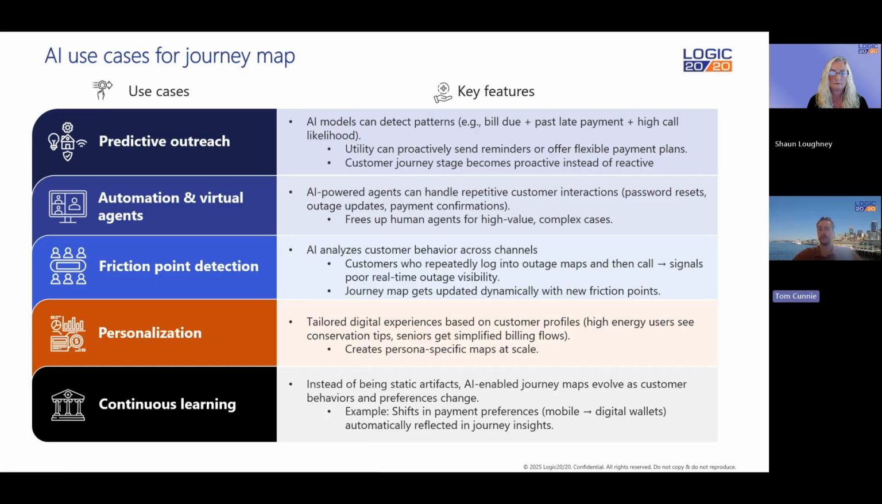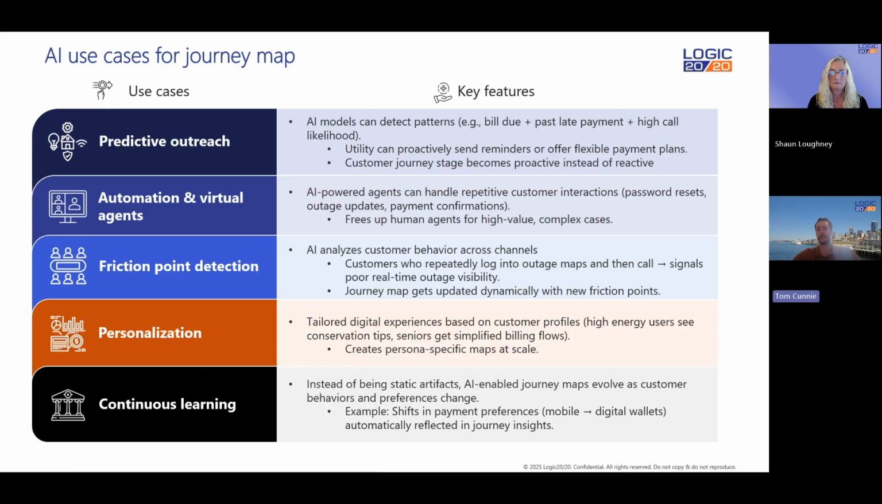First up, we have predictive outreach. Instead of waiting for a customer to fall behind or reach out in frustration, AI can identify patterns that signal potential issues before they happen. For example, if a customer has a bill coming due, has a history of late payments, and recently contacted the call center, AI can flag them as high risk for calling again. The utility can then proactively send a reminder, offer a flexible payment plan, or provide digital self-service options. This turns the customer journey from reactive to proactive.